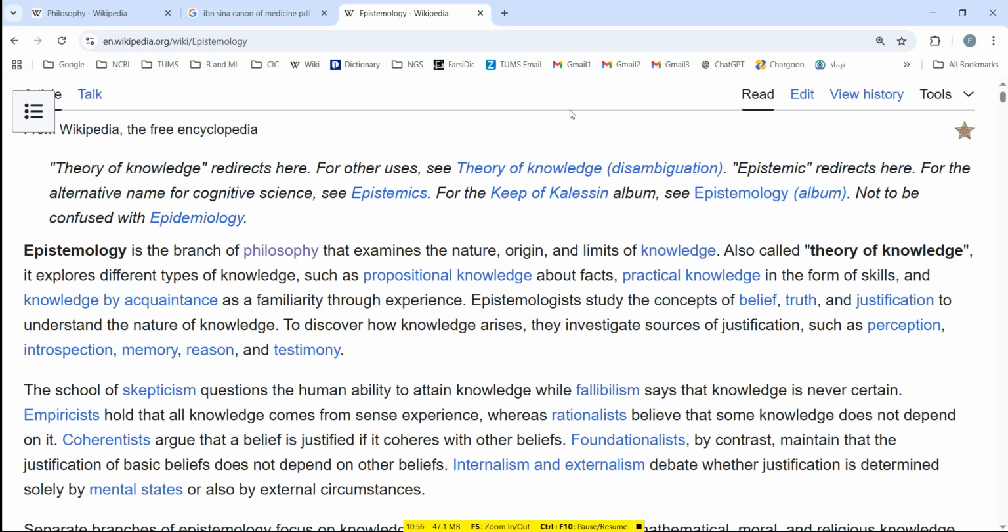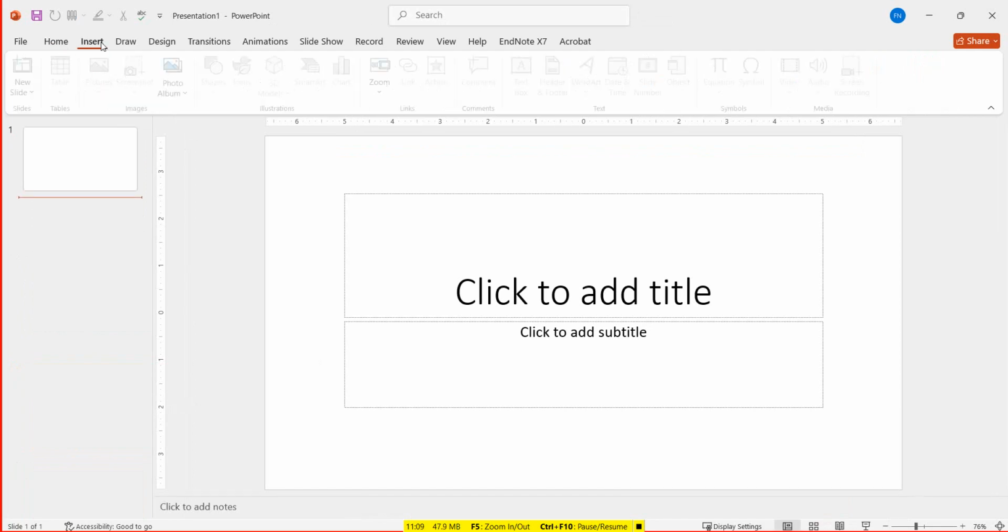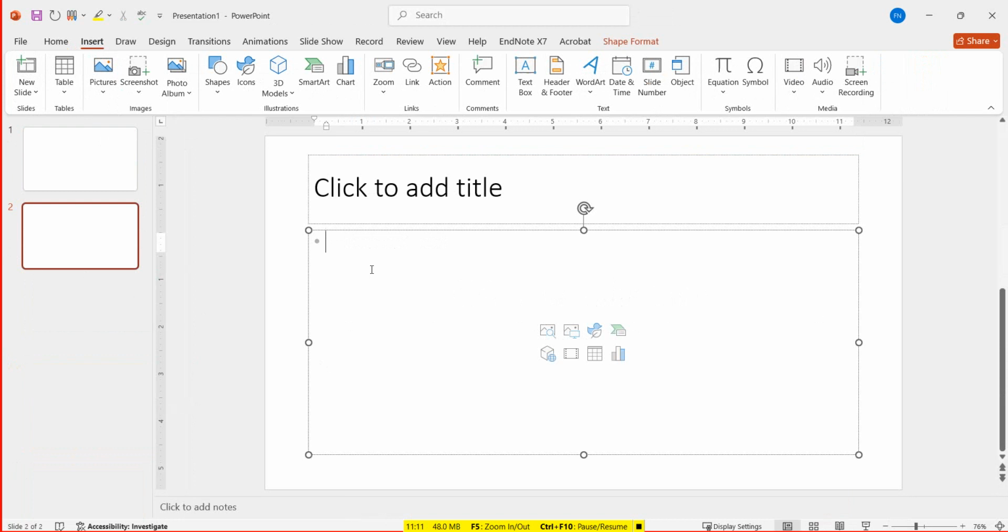So ontology, let me write it down here. What kinds of things are there? Ontology. What is it to be? What kinds of things exist?